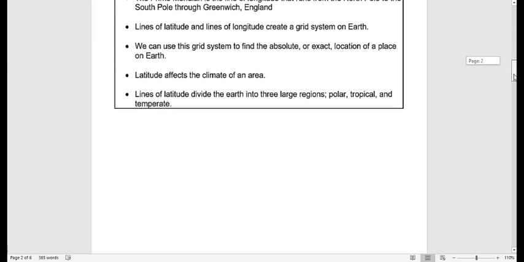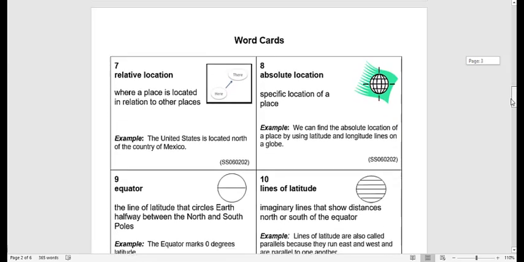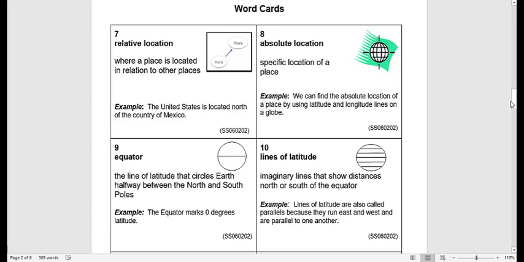Please go ahead and if you've printed the paper, flip over to your word cards or just follow along on the screen. So I'm going to read these out loud as well. Please follow along with me. Number 7, relative location, where a place is located in relation to other places. Example of relative location: the United States is located north of the country of Mexico.